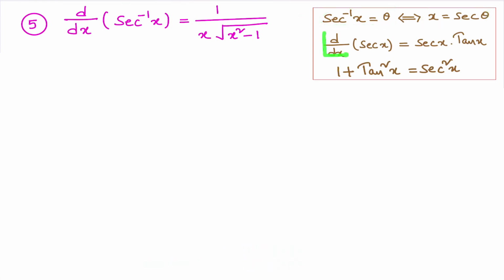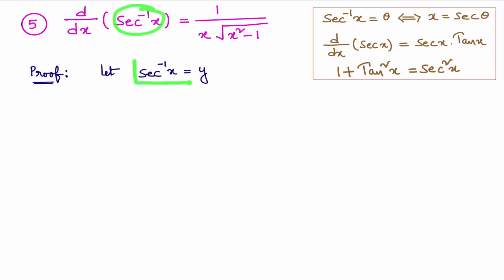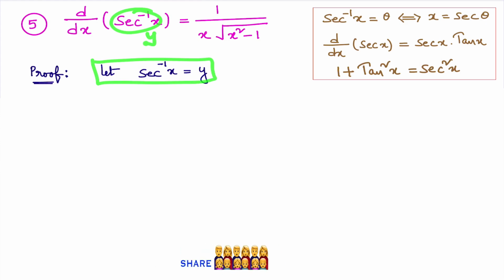This is the formula we learned from the differentiation chapter: the derivative of secant x with respect to x is secant x into tan x. And this is the trigonometric identity: 1 plus tan square x is secant square x. To prove this result, I'll take secant inverse x equal to y. As I have taken secant inverse x equal to y, keep in your mind that I am trying to calculate d by dx of y, which is the same as dy by dx.